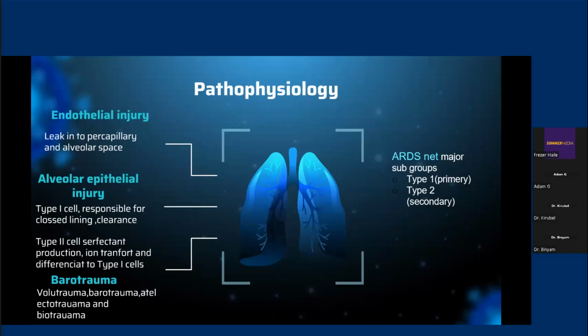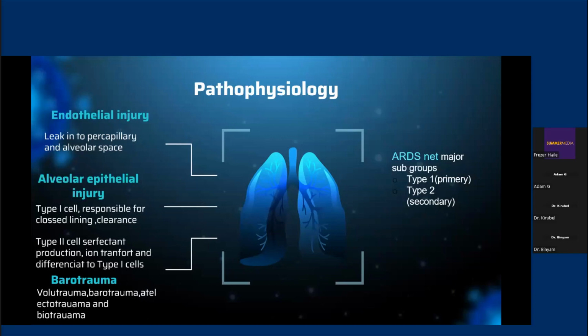The other one is the alveolar side. On the alveolar side, two cells are involved in this pathophysiology: type 1 pneumocytes and type 2 pneumocytes. Type 1 cells are more related to forming the epithelial lining of the alveolus, and they are also associated with clearing these secretions and fluids. So when they are damaged, this function will be impaired, and the interstitial fluid which is present will pass into the alveolar space.